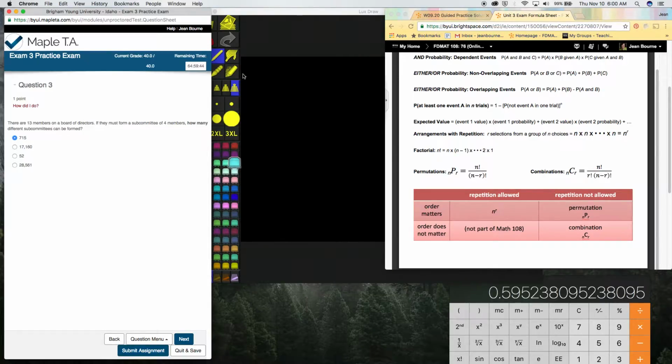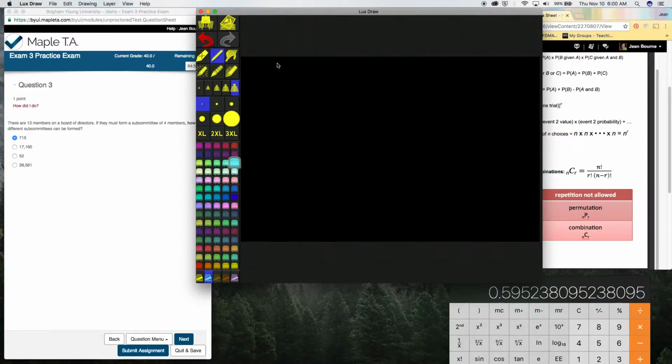I like to write those down just to make sure I've got it. So I'm going to say, oh my goodness, my thing's weird. Sorry. Wow, this is going weird. Something is really going wonky with this. Repetition not allowed. Okay, so repetition is not allowed.